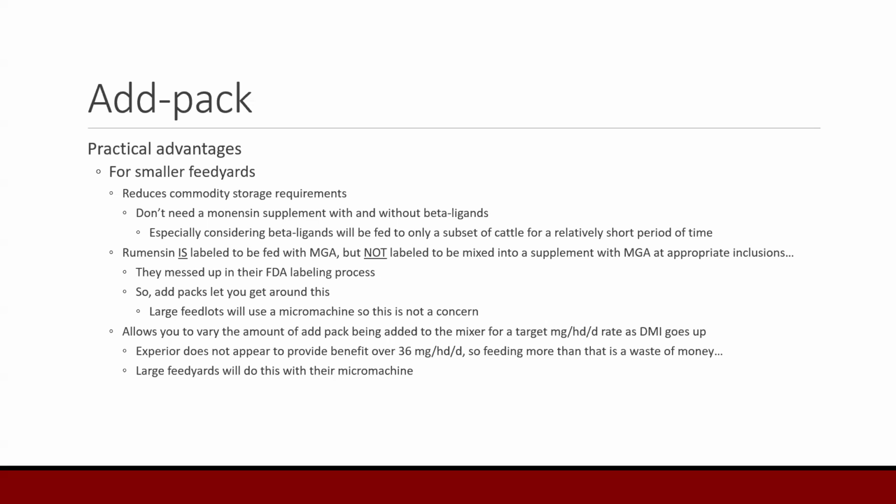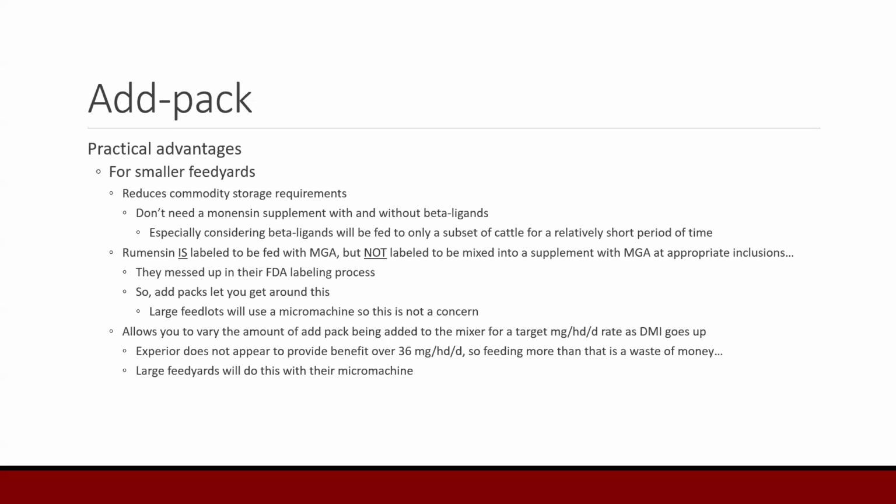So you can use ad packs to get around this. You can use an ad pack with MGA and your common Rumensin-containing premix. So this isn't a concern for large feedlots where they're delivering these ingredients by skipping a type B, right? They're going right from a micro machine, which only has type A's, and then delivering it directly into their type C medicated feed. Does that make sense? Okay.